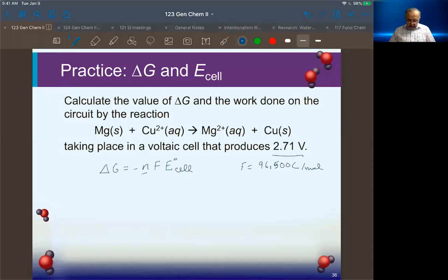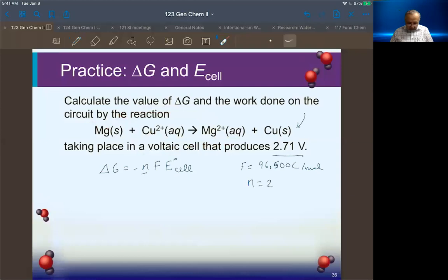So if you look at this equation here, then we can see that magnesium is going from 0 to +2. That's 2 electrons. And copper is going from +2 to 0, again 2 electrons. So what is the value of N? N is equal to 2. So we need to have the balanced equation for the cell, which is in here, and then we need to count how many electrons are being transferred. So in this case, 2. So we have N, we have F, and we have E of the cell. Now we can calculate the delta G.